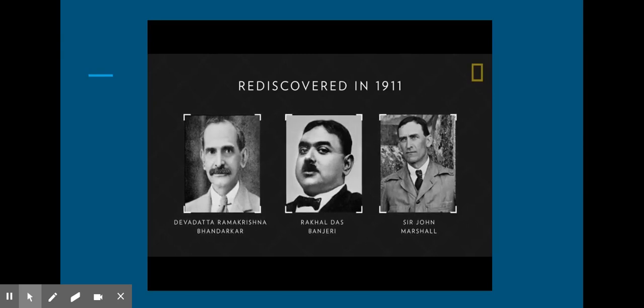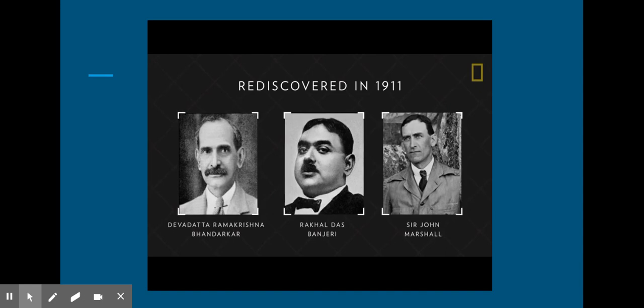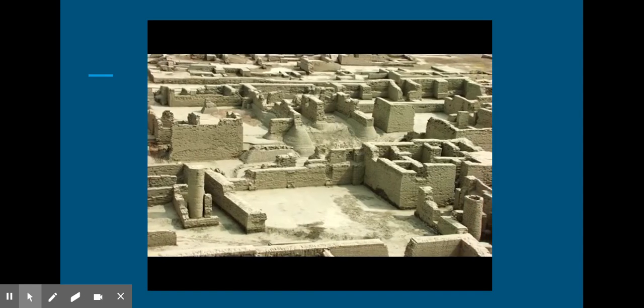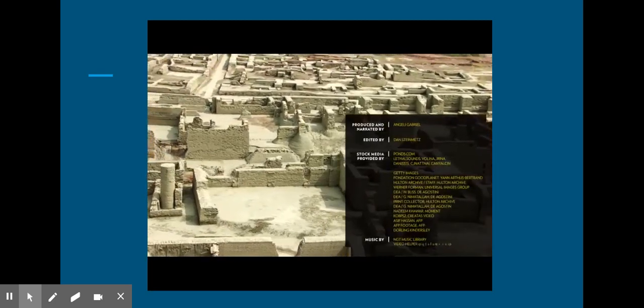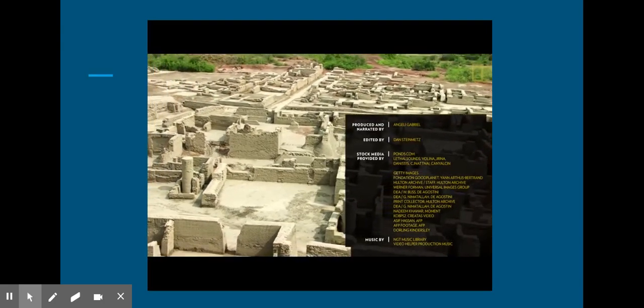In 1911, nearly 4,000 years after the city fell into ruin, archaeologists paid their first visit. The ensuing decades of excavations have unearthed countless clues that tell the tale of Mohenjo-Daro, but it still holds secrets for us to discover.